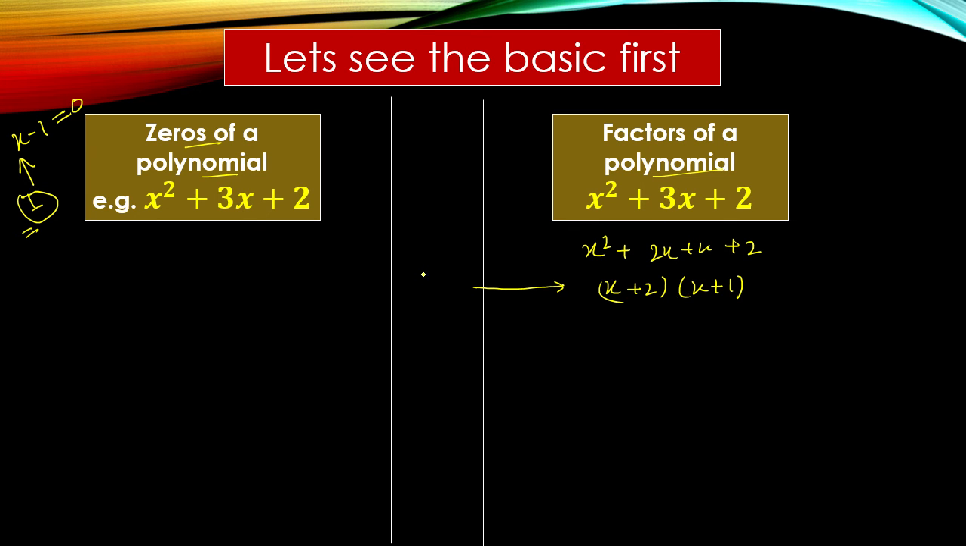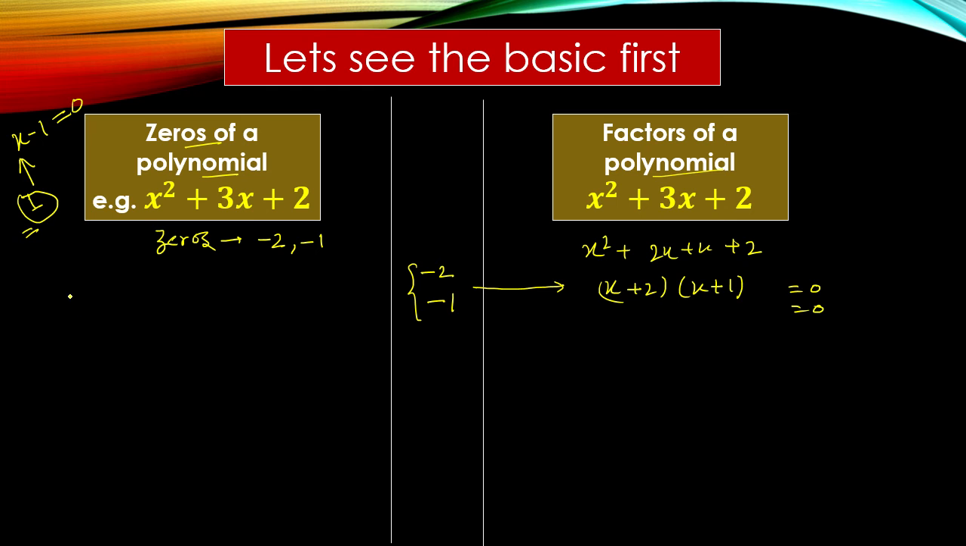So what are the numbers? If we put minus 2 here, we will get 0. So this is also a zero of the polynomial. If we put minus 1 in these factors, again we will get the result 0. So we find minus 2 and minus 1 are the zeros of the polynomial.